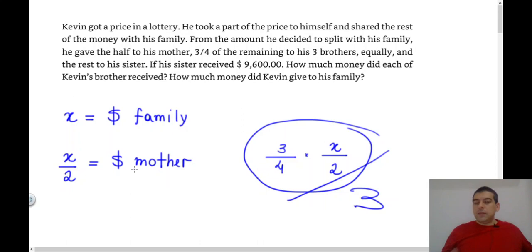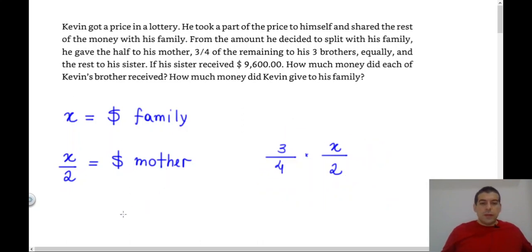It's the same as multiplying the quantity by 1/3. So let's do this. What will be the amount of money that each brother will receive? It will be 1/3 times 3/4 times X over 2. It will be the amount of money that each brother will receive.